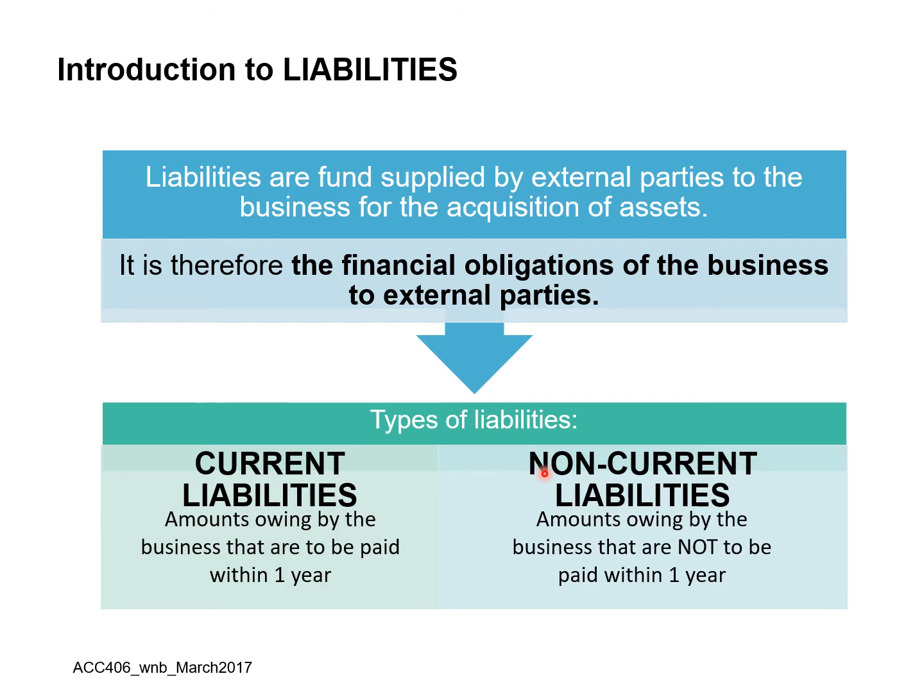So untuk current liability adalah amount owing by the business that are to be paid within 1 year. Whereas untuk the non-current yang bukan semasa, amount yang dihutang, yang kita hutang ataupun business tu hutang, that are not to be paid within 1 year. Untuk yang 1 year mungkin adalah short term loan yang dalam masa 3 bulan you nak kena bayar, ataupun untuk non-current yang ni adalah long term loan yang mungkin range from more than 1 year to 5 years.